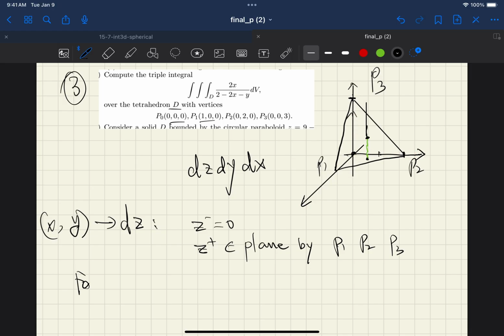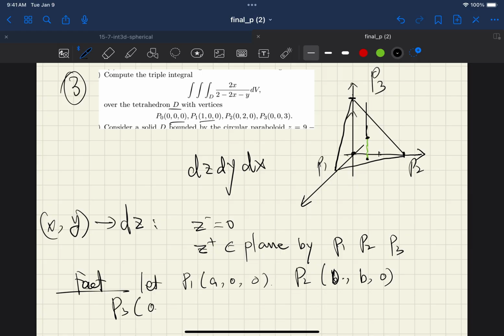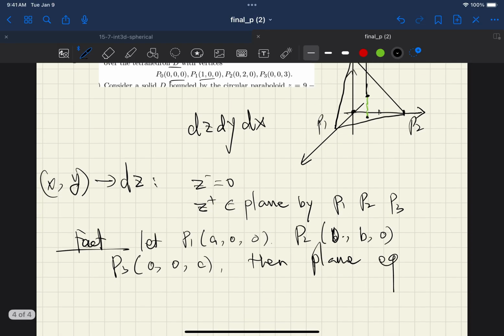So let P1 be (a,0,0), that means on the x-axis. P2 is (0,b,0) and P3 is (0,0,c). Then the plane determined by these 3 points is x over a plus y over b plus z over c equals 1.